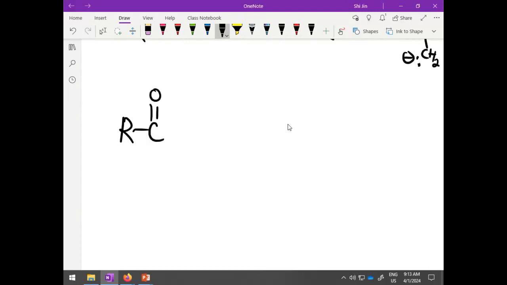This kind of ester is considered, among common esters, a really reactive type of ester.